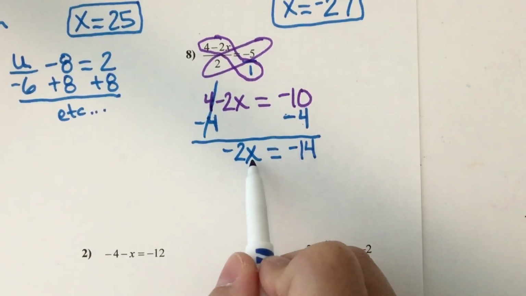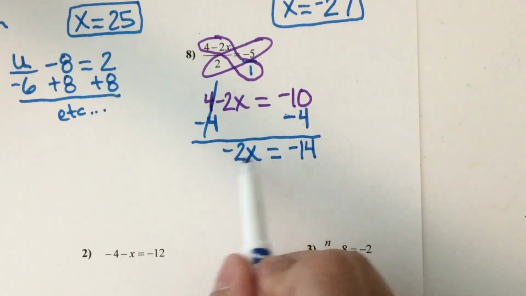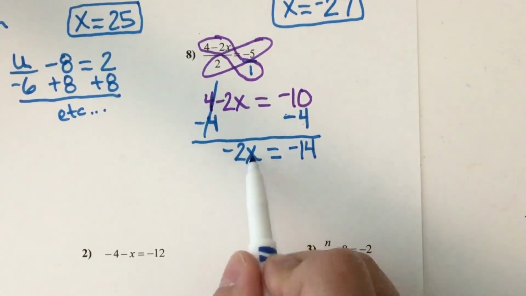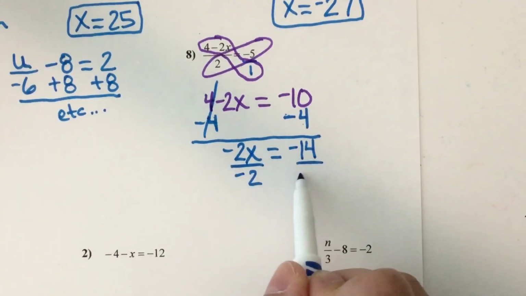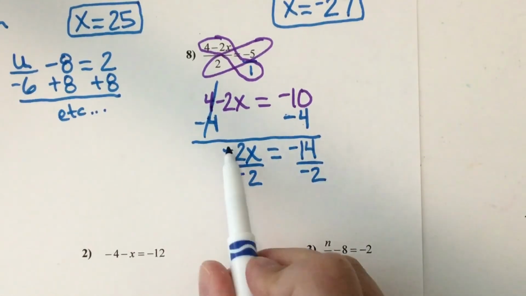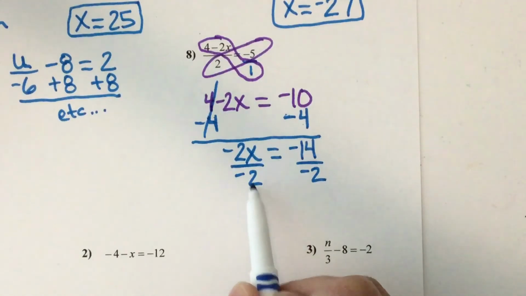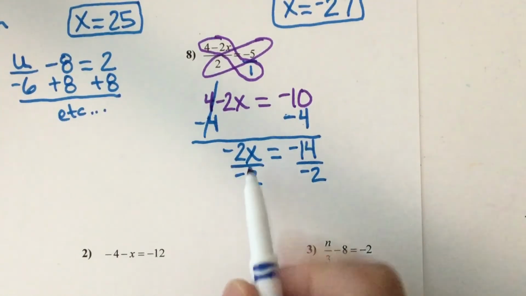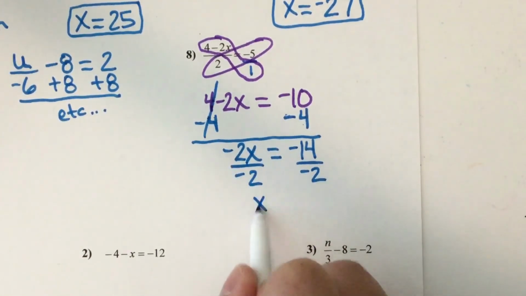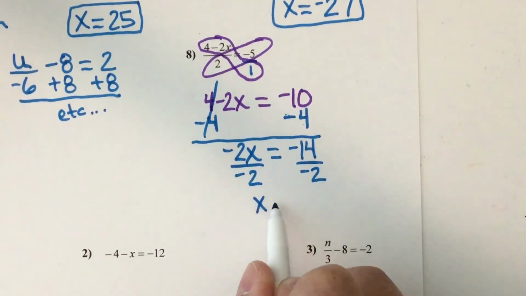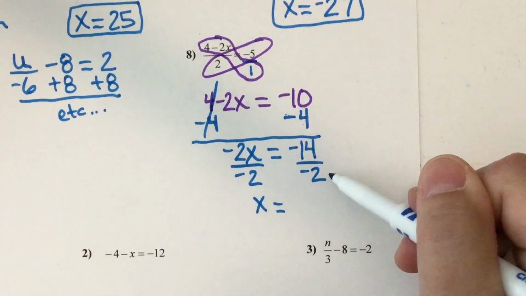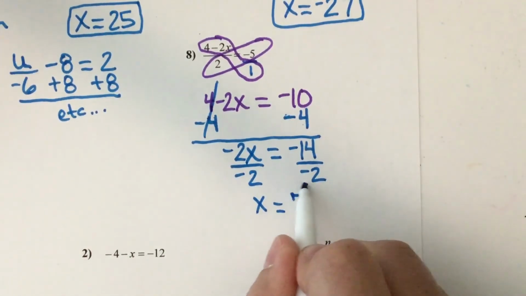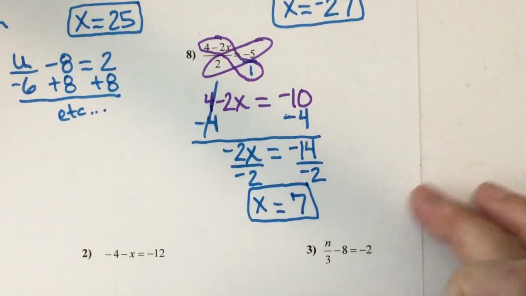And then to get x by itself, to remove the -2, I need to undo this multiplication. So I'm going to divide both sides by -2. And that's because I need this to be a +1. And negative divided by negative is a positive. So this makes a +1, which you don't have to write as long as it's a +1. And then this side, -14 divided by -2 makes a +7. And that's my answer. And I'm done.